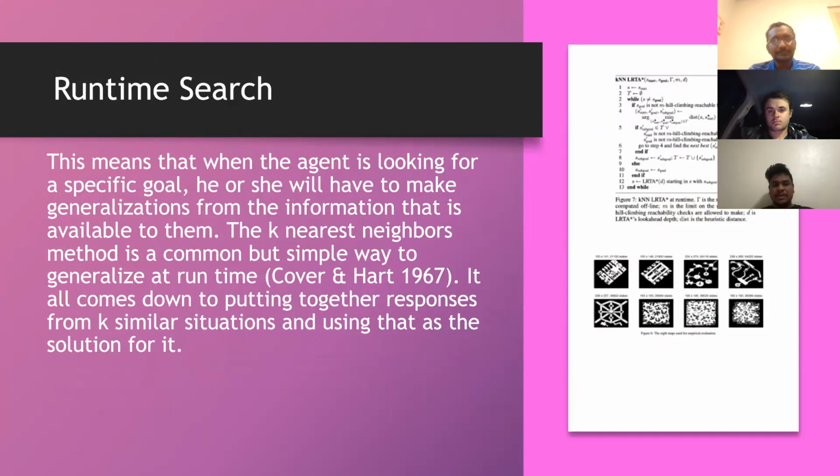The runtime search. In this runtime search, if a particular aim is sought by an agent, he or she will have to make broad generalizations based on the information that is accessible. The frequent yet straightforward approach of generalizing at runtime is the k-nearest neighbors method, from Cover and Hart 1967. It ultimately boils down to pulling together solutions from a variety of comparable scenarios and utilizing them as a solution for the problem at hand.